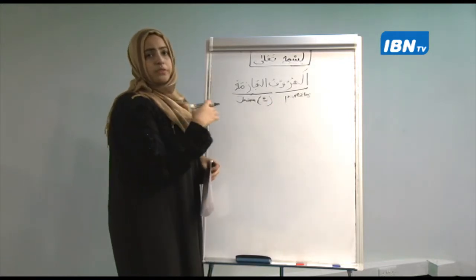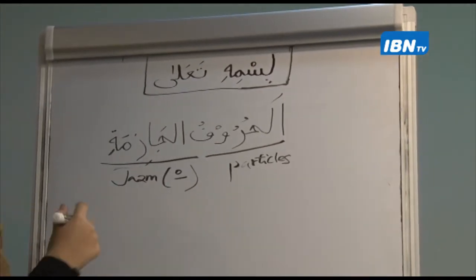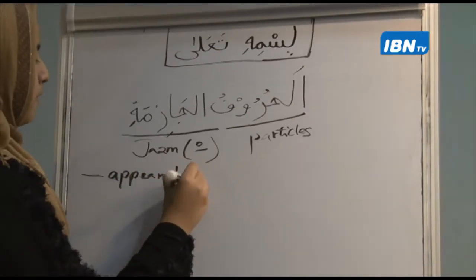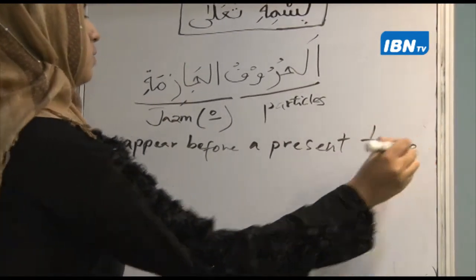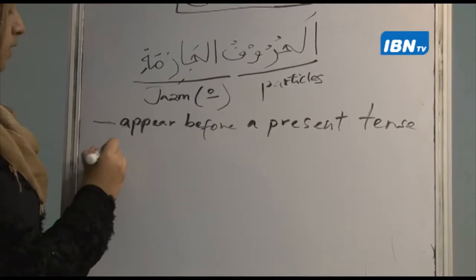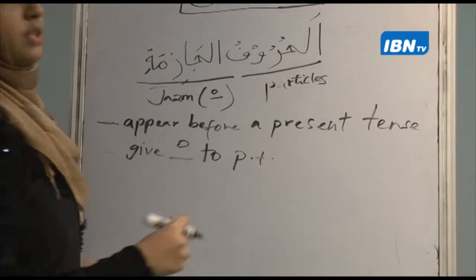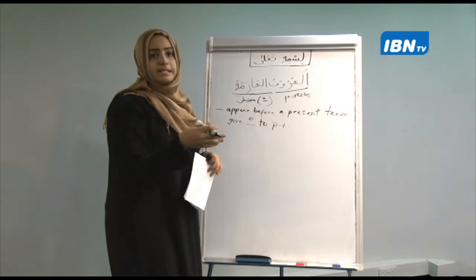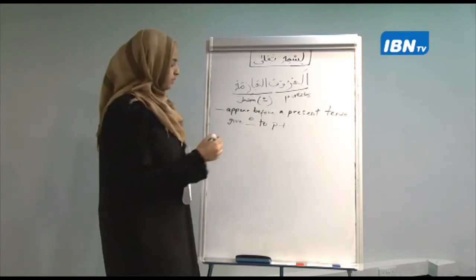Now I will be listing down the huruful jazima. If any of these letters that I will list come before a present tense, the first thing to note is that they appear before a present tense, and they will give a sukoon to the present tense. It gives the last letter a sukoon. So the last letter of, let's say, a present tense verb will carry a sukoon if it comes after the huruful jazima.